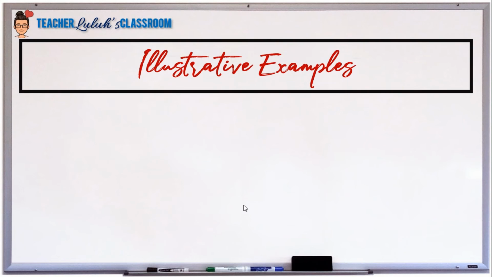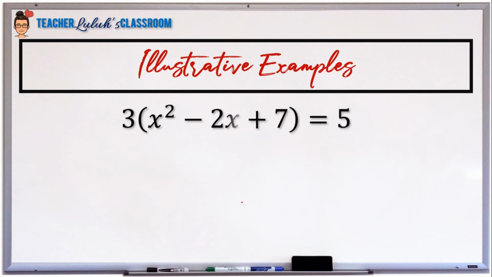Let's have more. Paano naman pag ganito? Okay? So, we have 3 multiplied by the quantity x squared minus 2x plus 7 equals 5. So, isi-simplify lang natin. So, we simplify this by distributive property. So, we have 3 times x squared is 3x squared. Then, 3 times negative 2 is negative 6x. 3 times 7 is 21. O, huwag kalimutan, may equals 5 pa. Dahil naka-equate pa siya sa 5, hindi pa siya standard form.